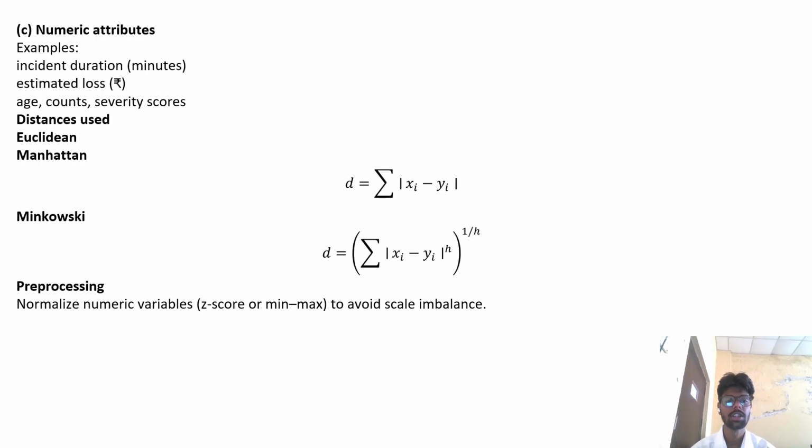Part C, numeric attributes. Examples: incident duration in minutes, estimated loss in rupees, age, count, and severity score. For distance, use Euclidean and Manhattan, with the Manhattan formula being the summation of the absolute value of xi minus yi. Minkowski distance is d equals the summation of absolute xi minus yi to the power of h, and the whole to the power of 1 by h. Preprocessing: normalize numeric values with min-max scaling to avoid scale imbalance.